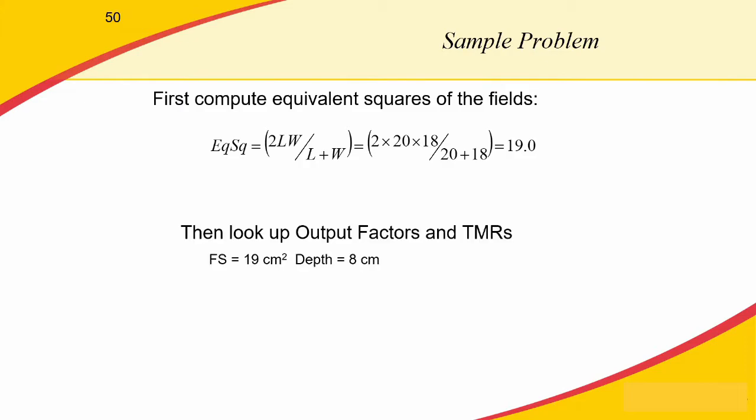Next, we look up our output factors and our TMRs. So we use a field size of 19 by 19 cm, and we know we're looking at a treatment depth of 8 cm from our setup. And then finally, once we look up all our factors, we will plug those into our equation. We know the treatment dose to be delivered, and then we can calculate the number of MUs we need to deliver this prescribed treatment.